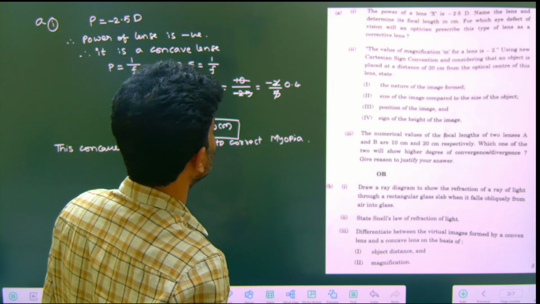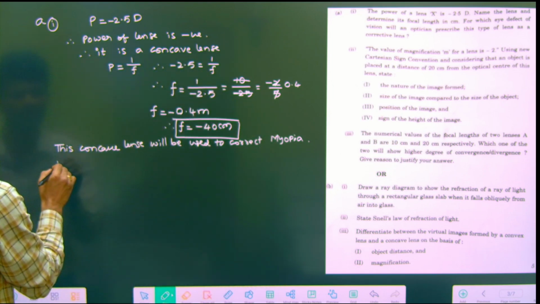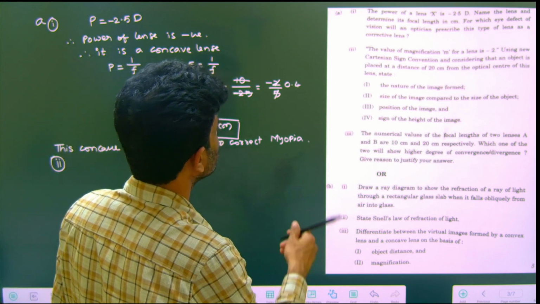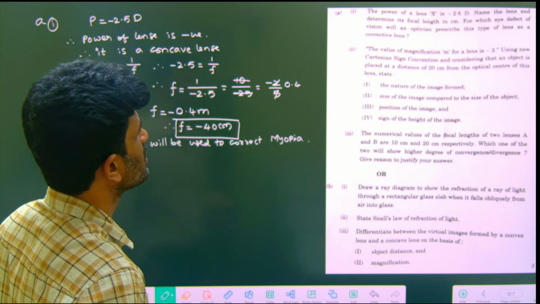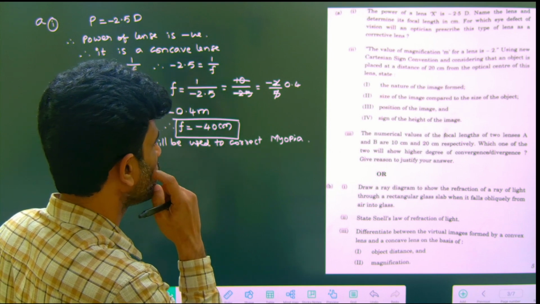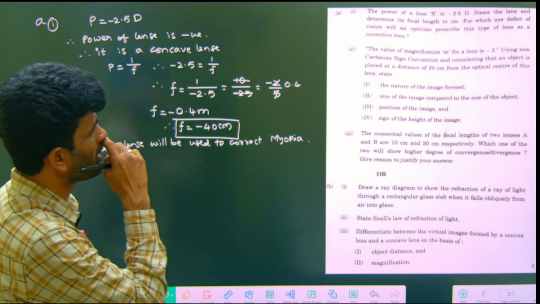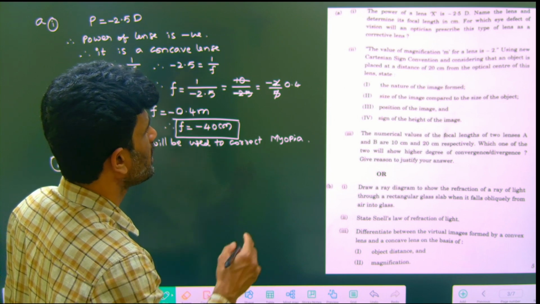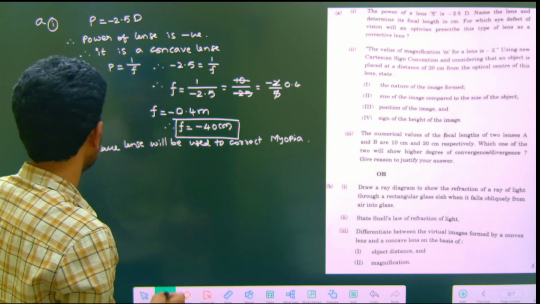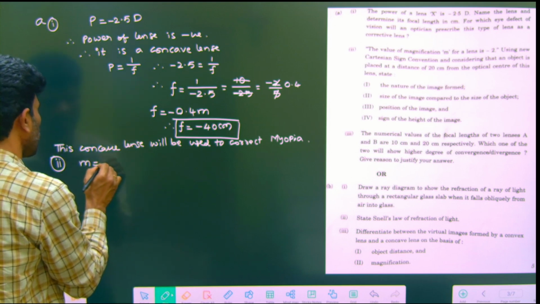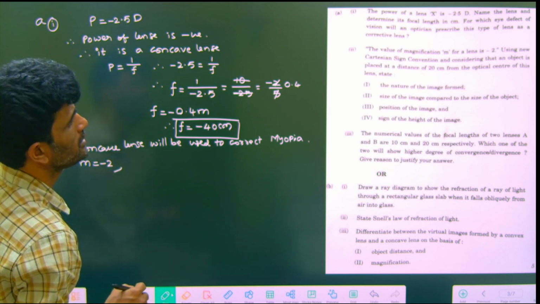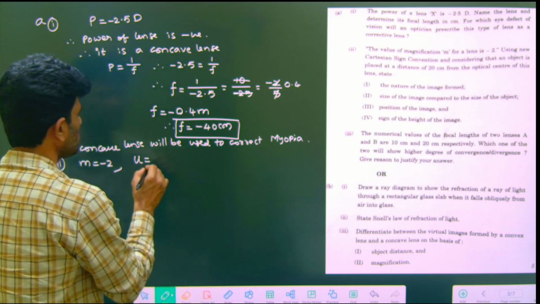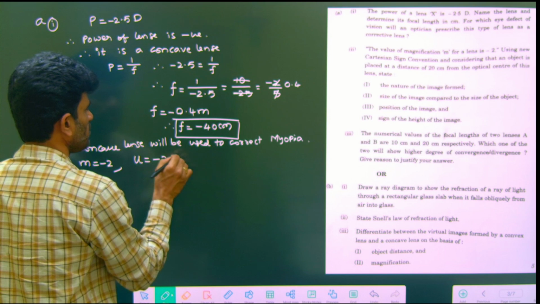Now next, in that second question, the answers. What is the size and the nature of the image formed? The value of magnification m for a lens is given as minus 2, using the new Cartesian sign convention, and an object is placed at a distance of 20 centimeters. So magnification is minus 2, and object distance should be taken negative, so minus 20 centimeters.